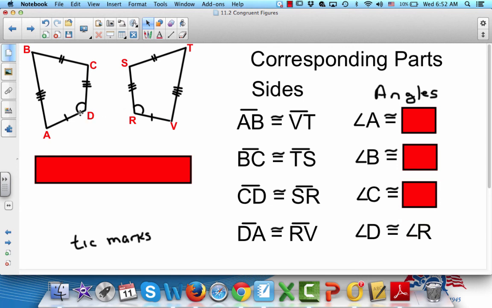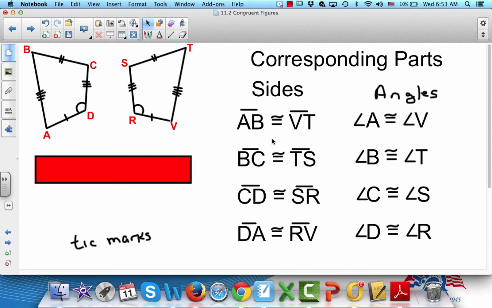So how do we figure out what the other ones are? D is right here at the bottom of the short side. R is at the bottom of the short side. So at the top of the short side is C, and at the top of the short side is S. So C goes with S. At the top of the long side, we've got B and T. And so that leaves us with A and V.